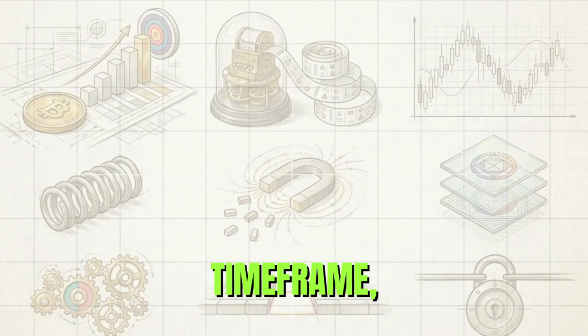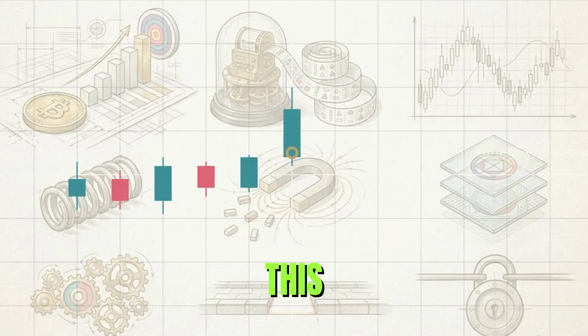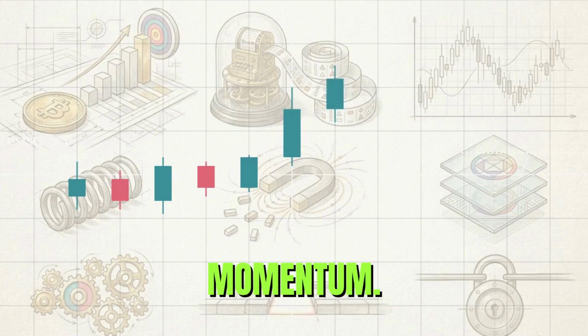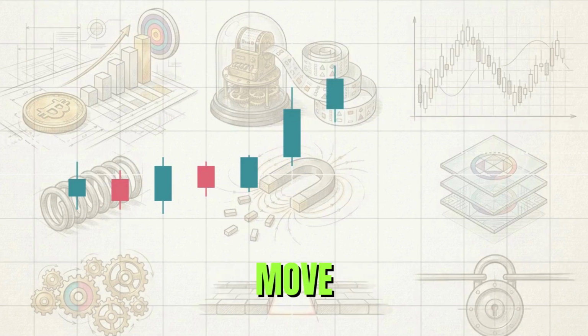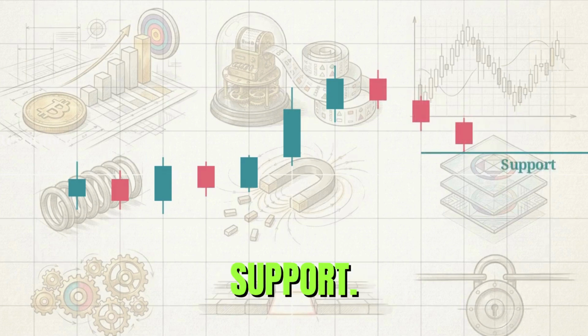On the 4-hour timeframe, Bitcoin recently cleared a major horizontal resistance level. This localized breakout indicates the first shift in short-term momentum. Markets rarely sustain a move in a straight line. After a breakout, price typically returns to the previous resistance level to test it as new support.